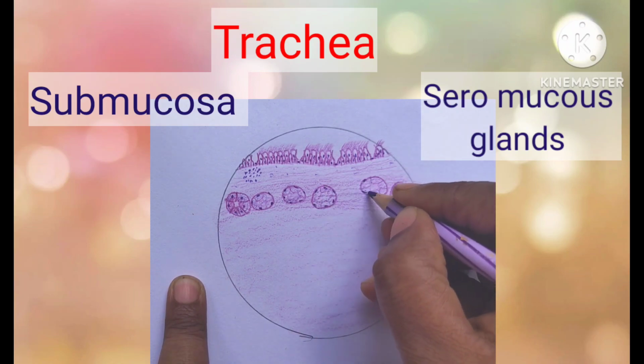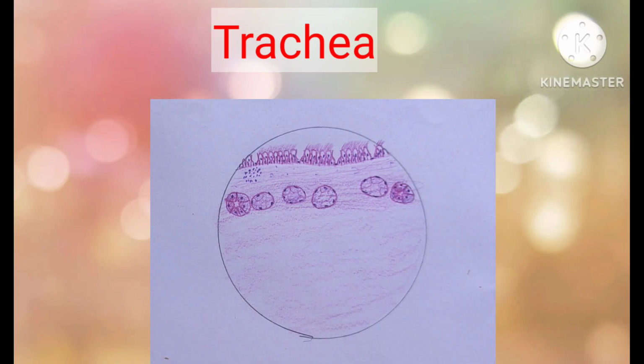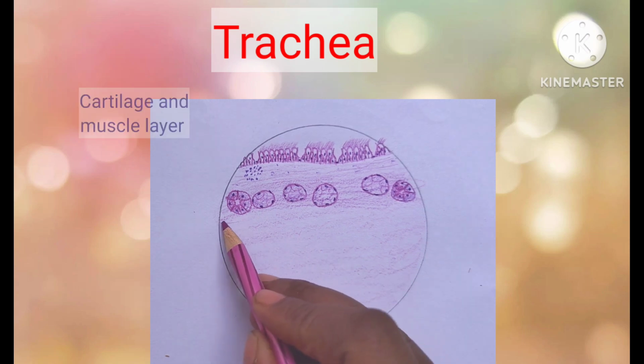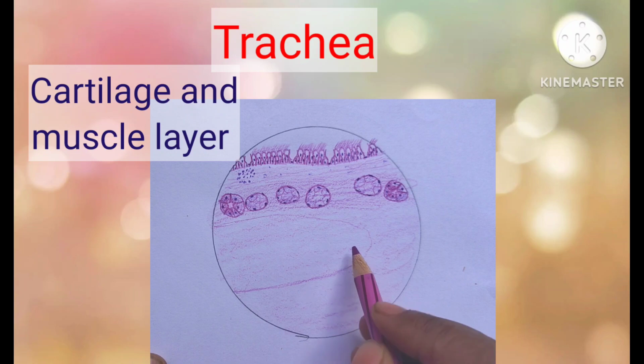Submucosa will merge with the perichondrium of the cartilages. Where the cartilage is not there, even the glands can extend till the adventitia. So the next layer is the cartilage layer and also the muscle layer.